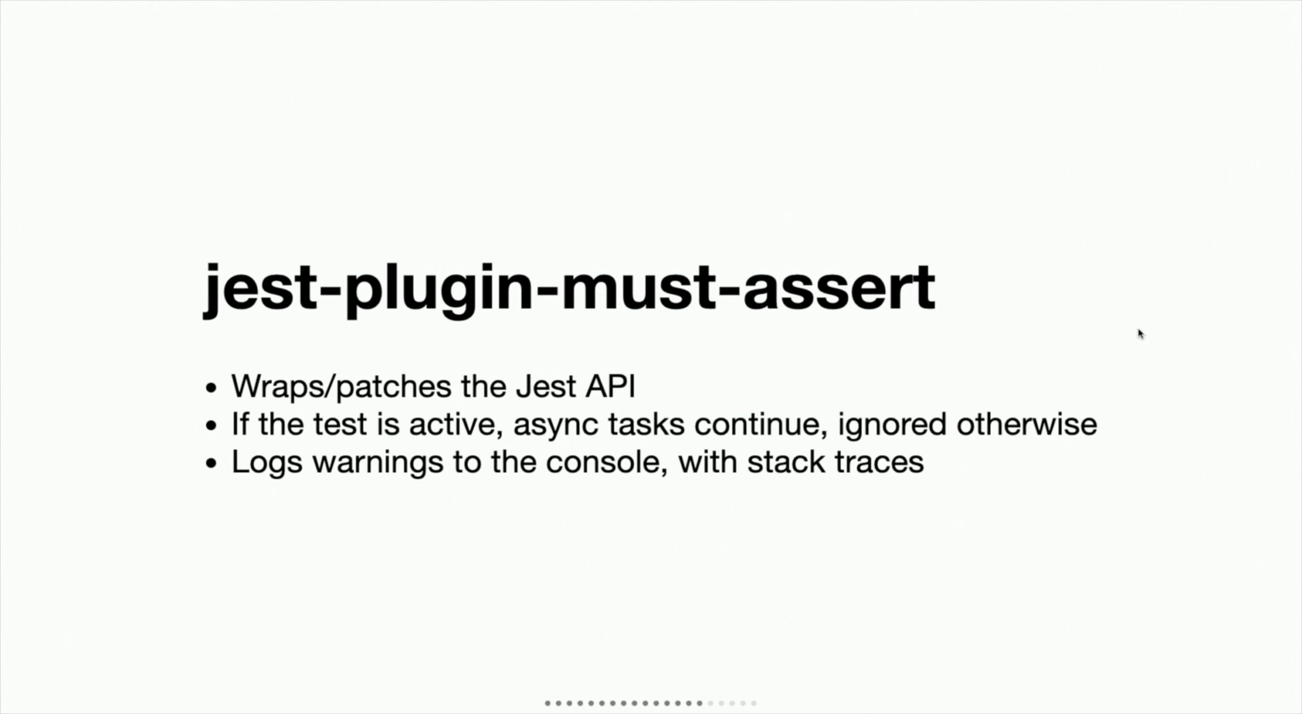So like our promise example. Or if the test is done, then just ignore the task. Just don't do anything with it. Just ignore it and log a warning to the console. Let the engineer know that, hey, you spawned the task from your test, but your test is already done. So don't do that.